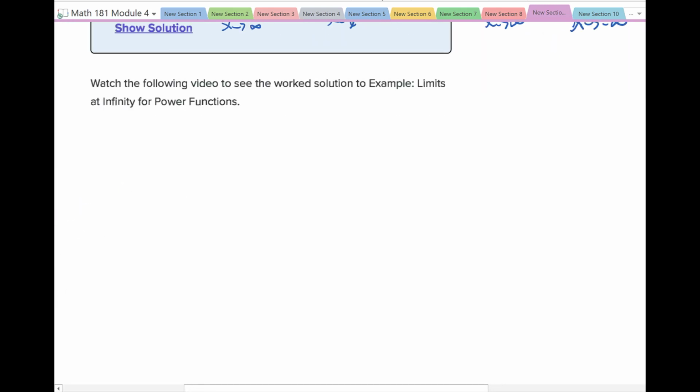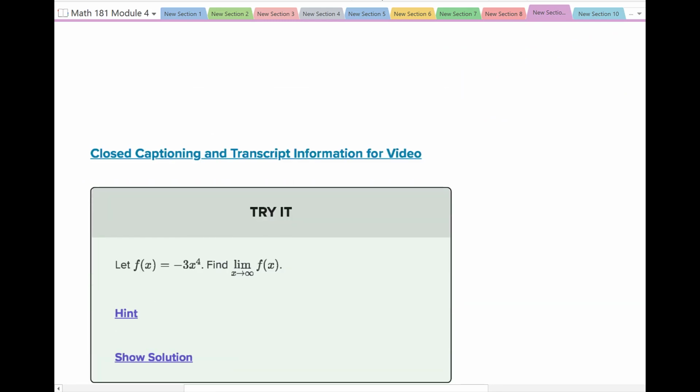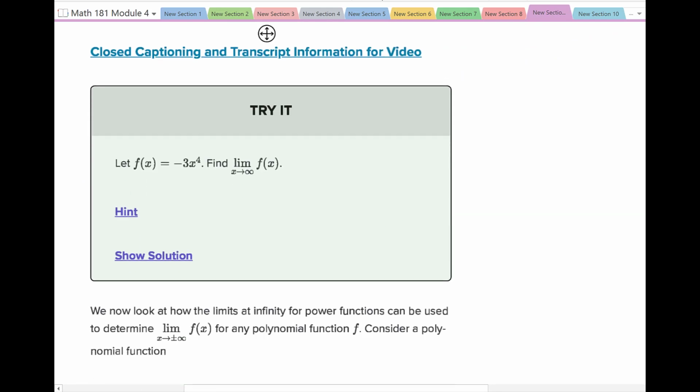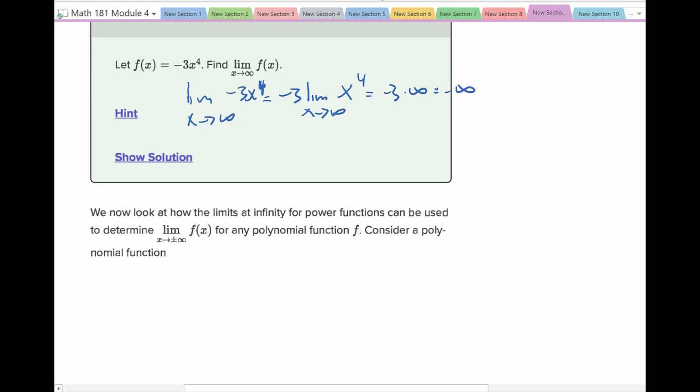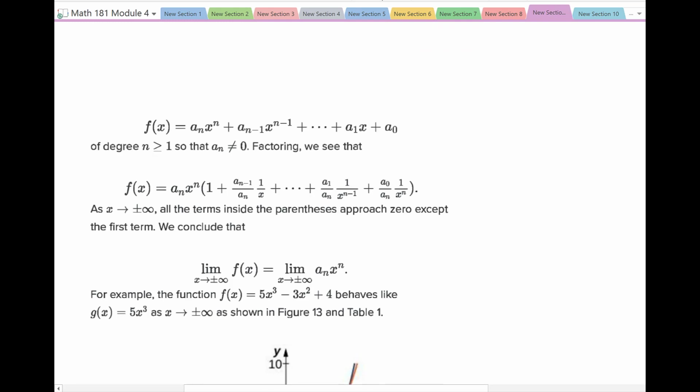Okay, let's look at example 2 now. Let f of x equal negative 3x to the fourth. Find the limit as x approaches infinity of f of x. So we're looking for the limit as x goes to infinity of negative 3x to the fourth. So it's going to be negative 3 times the limit as x approaches infinity of x to the fourth. So that's negative 3 times infinity, which is negative infinity.